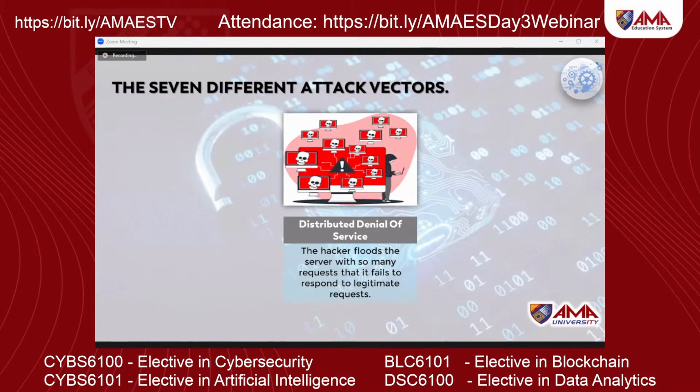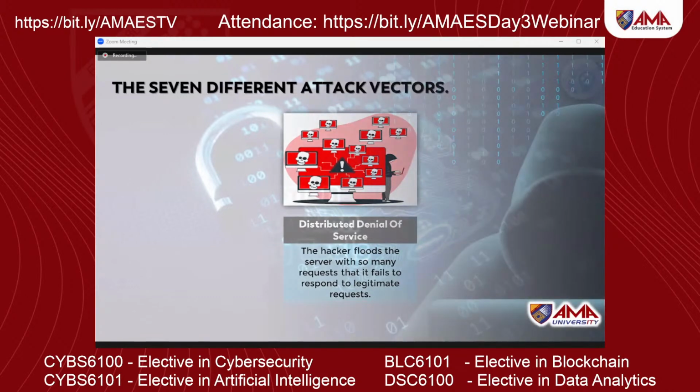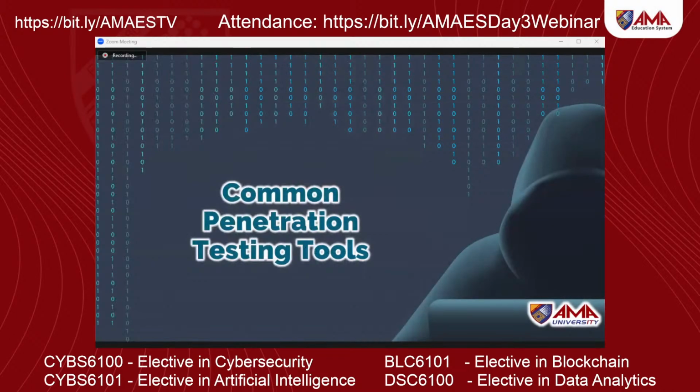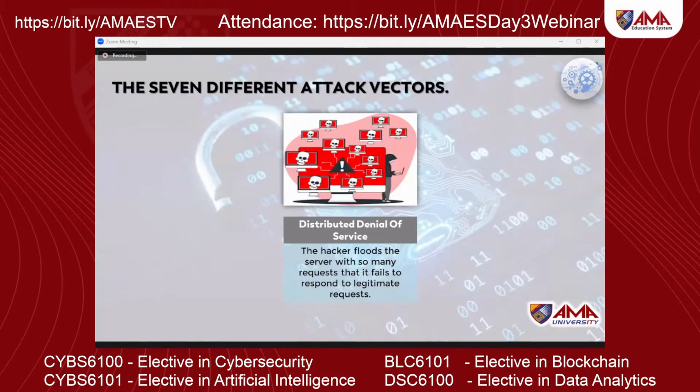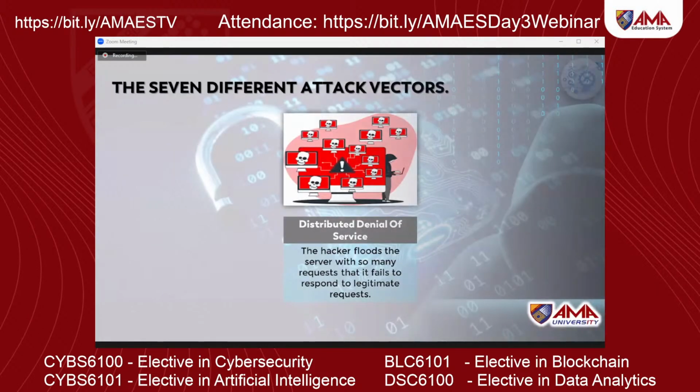Okay? And then lastly, the distributed denial of service, wherein the hacker floods the server with so many requests that it fails to respond to legitimate requests. Okay? So yun yung seven different attack vectors. Okay, so let's go naman.